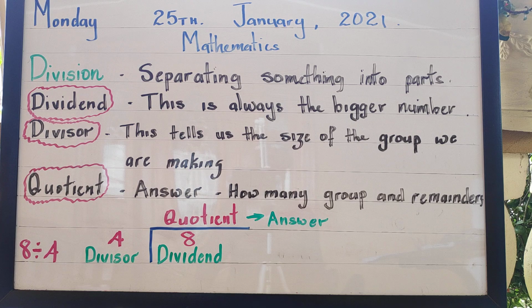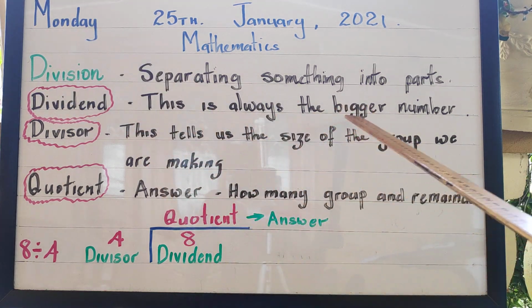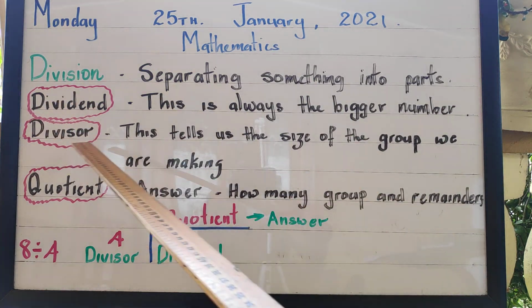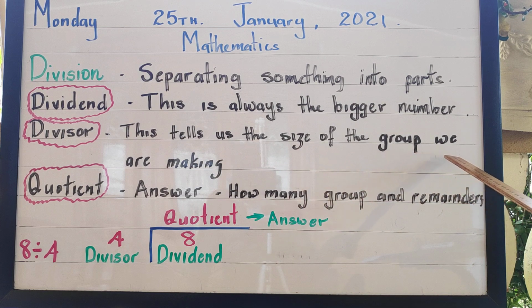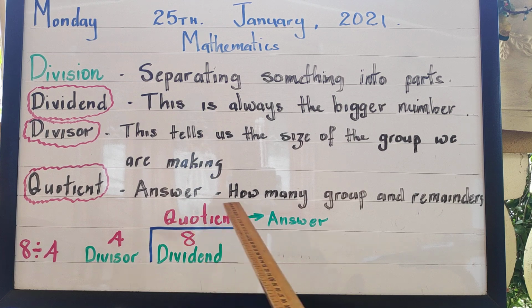Now, when we talk about division, we talk about different parts of a division problem. We have a part called the dividend. This is always the bigger number. I will show it in a while. The divisor tells us the size of the group we are making. So, if we are making groups of 2, groups of 3, groups of 10, groups of 100, that usually goes on the outside. And then the quotient, which is the answer. It tells us how many groups and remainder we get.